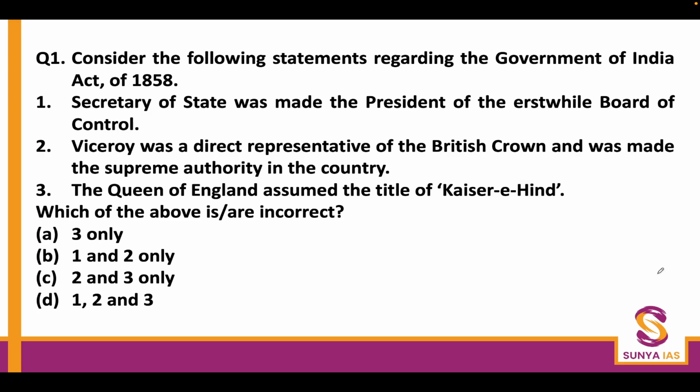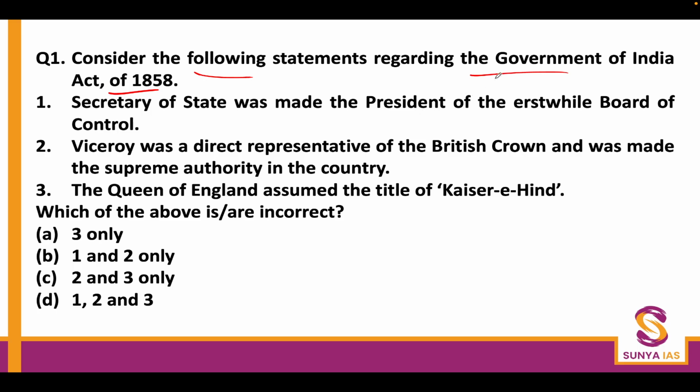There were very few questions from this topic which are most probably expected in the examination, because the topic is focusing on one event which transformed the rule of the Britishers in India. But anyway, consider the following statements regarding the Government of India Act 1858. The Government of India Act 1858 came immediately in the aftermath of the revolt of 1857, when the British government took over the regime from the British East India Company.